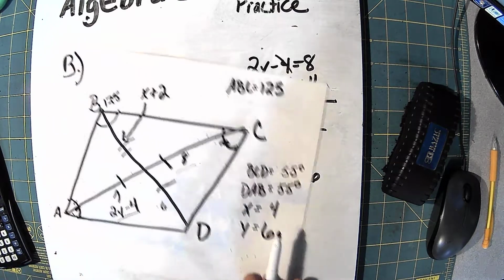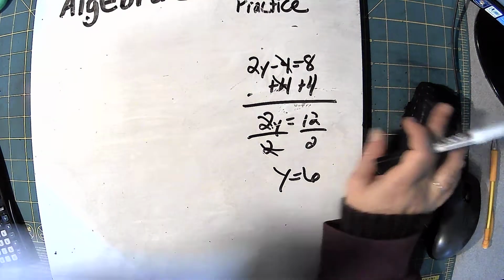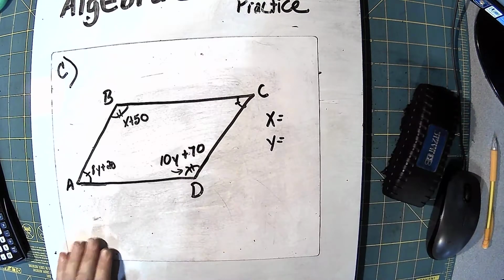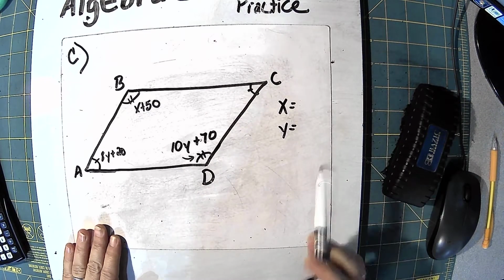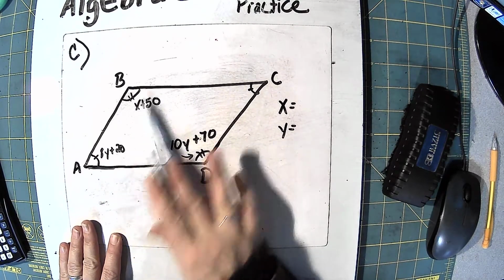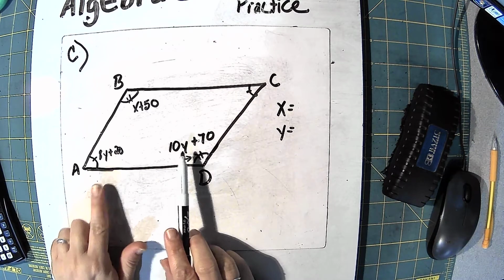Okay, now we're going to do C. I thought C was a little bit more difficult than B was. Alright, this one we just have to find X and Y. Okay, so we know that this angle and this angle are equal, and these two add to 180. These two will add to 180. We have to do those first because those both have y.